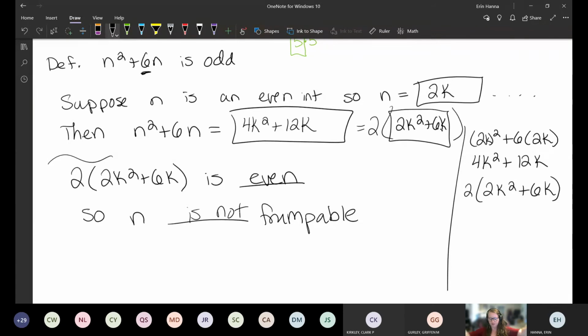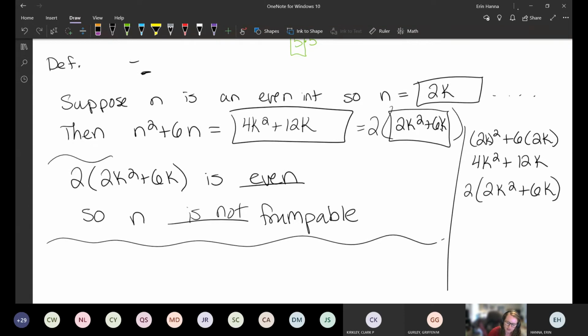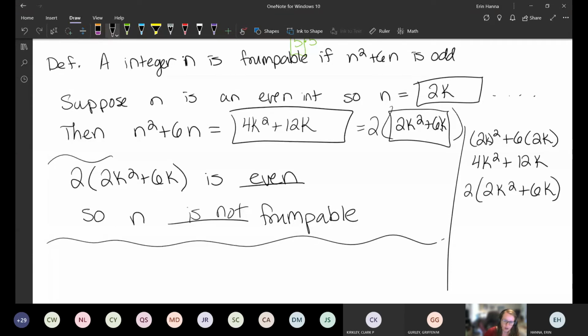Sorry. I've become flustered. I should have written the whole definition out because I'm going to need it. The definition of frumpable is given to you to be: an integer n is frumpable if n squared plus 6n is odd. I can rewrite this as: if n squared plus 6n is odd, then n is frumpable.